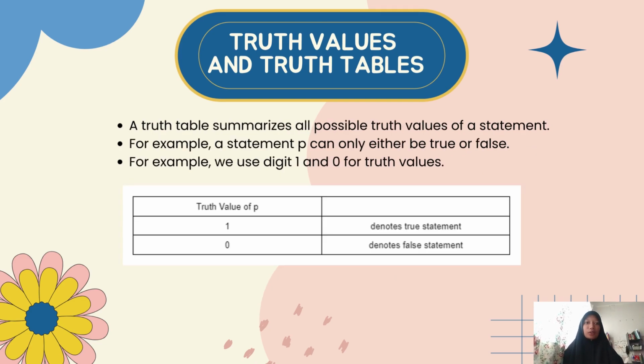Next, a truth table summarizes all possible truth values of a statement. For example, a statement P can only be either true or false. And for example, we use digits 1 and 0 for truth values. As we can see, this is the table for truth value and truth table.